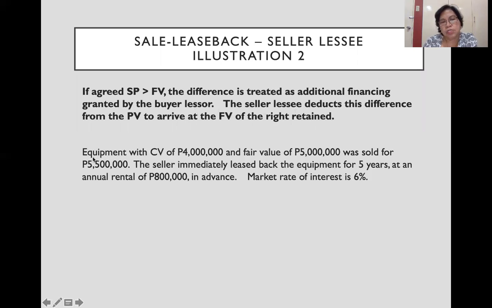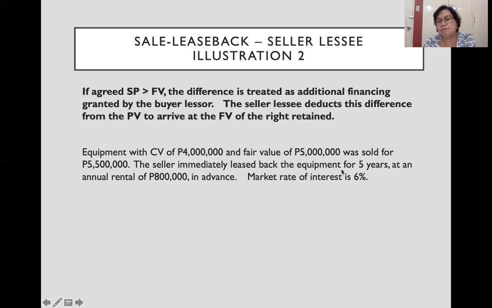So, assume now that equipment with carrying value of 4 million, fair value of 5 million, was sold for 5,500,000. So, the selling price is more than the fair value by 500,000. The seller immediately leased back the equipment for 5 years at an annual rental of 800,000 in advance. The market rate of interest is 6%.